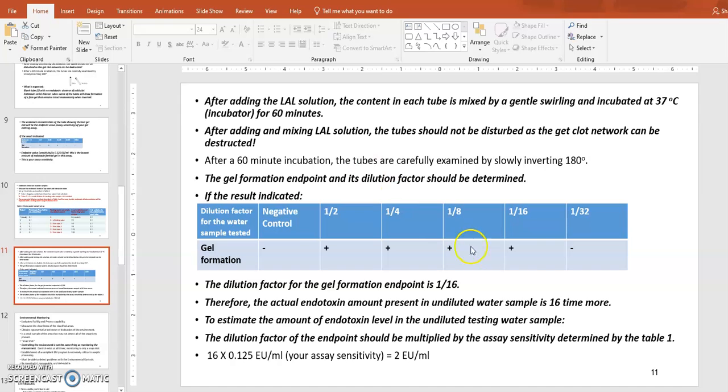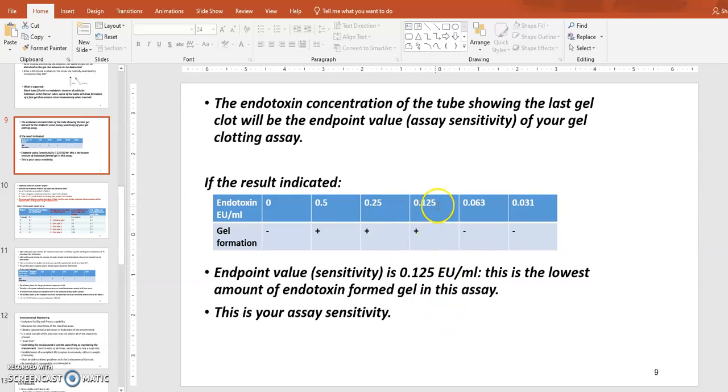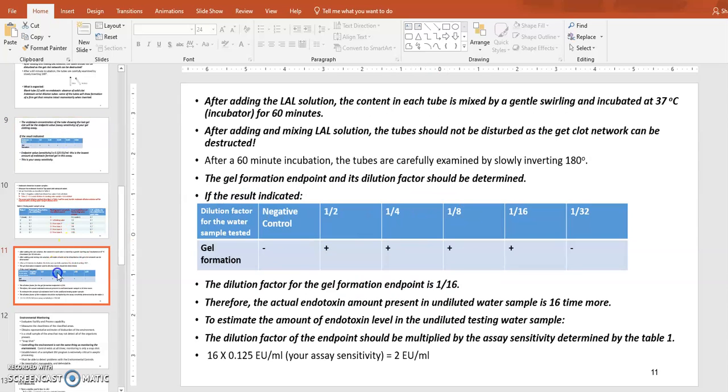Maybe it's twice that, maybe 0.5 endotoxin units per mL. Okay, so if you trace back, by multiplying the dilution factor, which is 1/16 here, to the assay sensitivity, because the coagulation is the same pattern as the previous set, which you saw here. Okay, so it's 0.125 giving the last gel form, right? So that means this tube may have the last gel form. So you can assume that this may have the same concentration as 0.125 EU per mL.